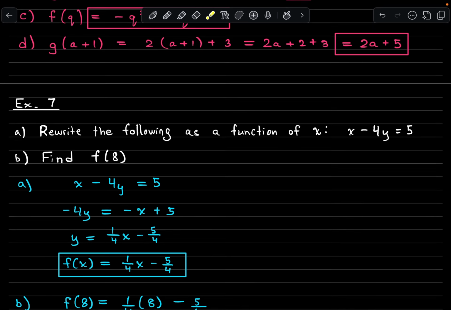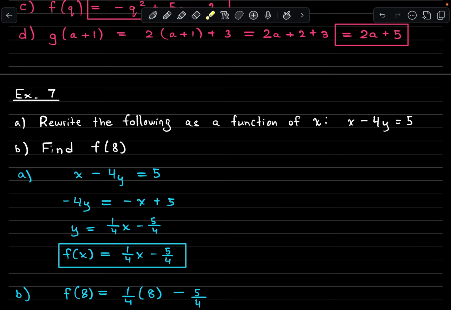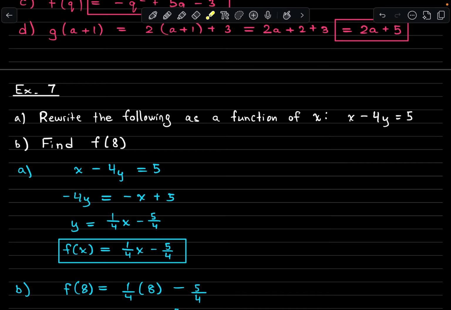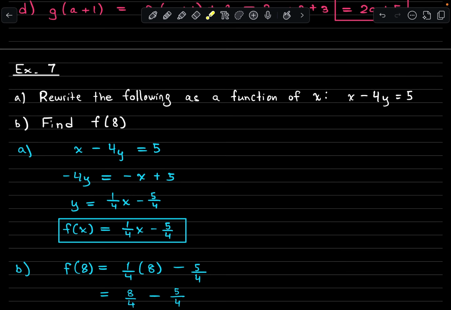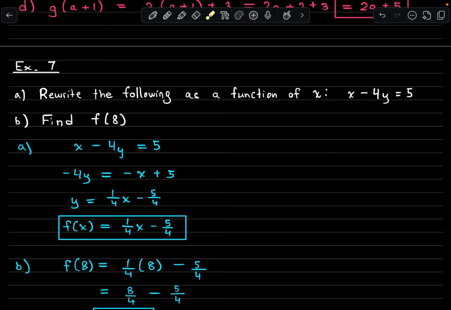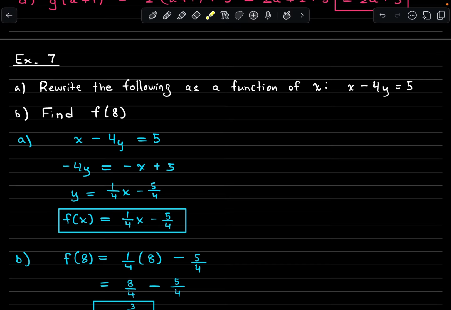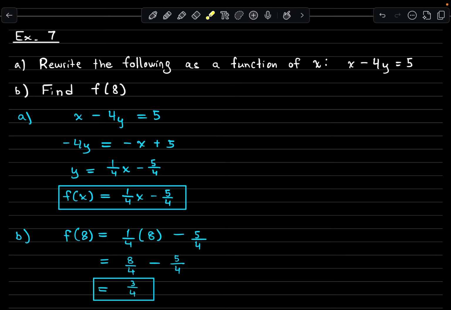Now to find f of 8, we simply need to replace x with 8. So we go ahead, we plug in 8, 1/4 times 8 minus 5/4. I'm going to leave that as 8/4 because we have to subtract 5/4 from it. Otherwise, we could just simply reduce that to 2, but we want to keep that common denominator. So 8/4 minus 5/4 comes out to 3/4.